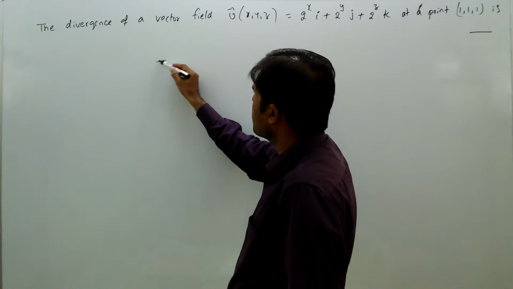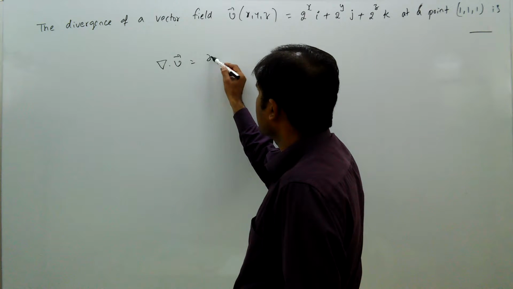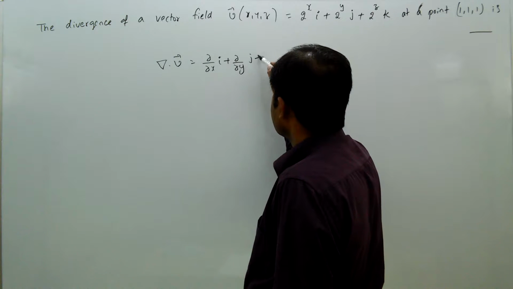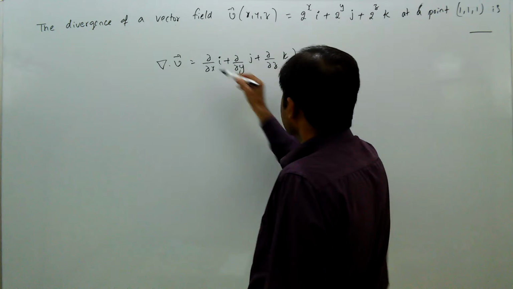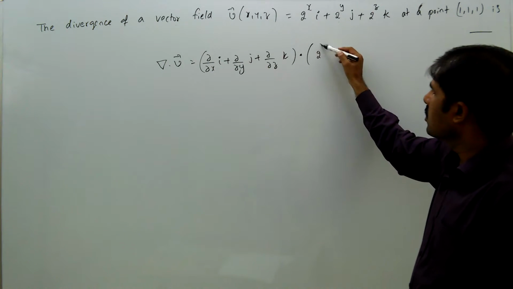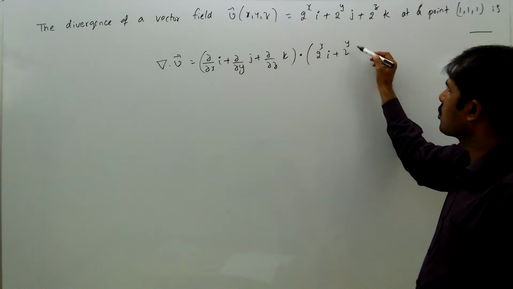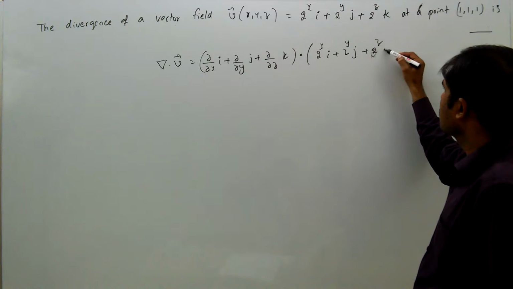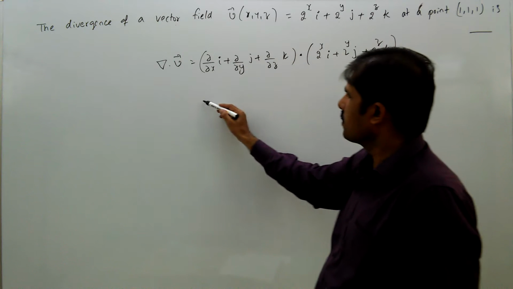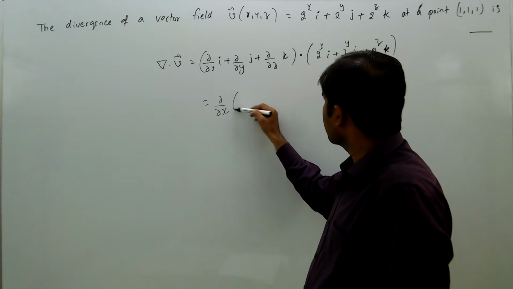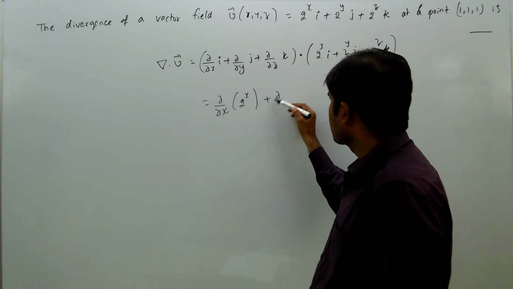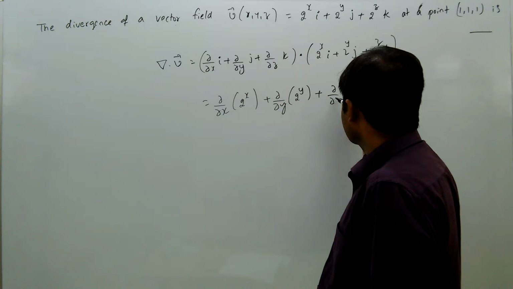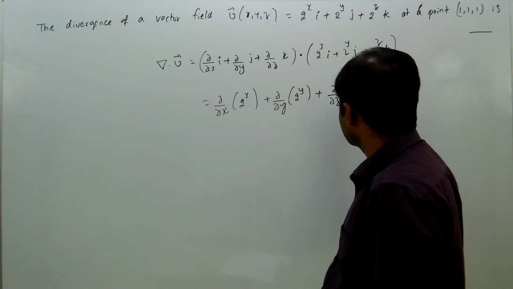Here divergence means del dot V, that equals ∂/∂x i plus ∂/∂y j plus ∂/∂z k dot 2^x i plus 2^y j plus 2^z k, that equals ∂/∂x of 2^x plus ∂/∂y of 2^y plus ∂/∂z of 2^z.